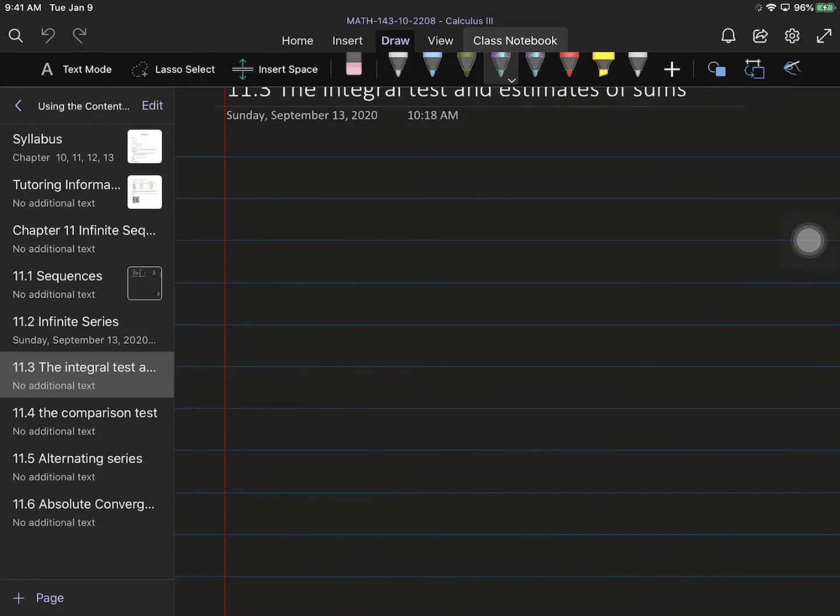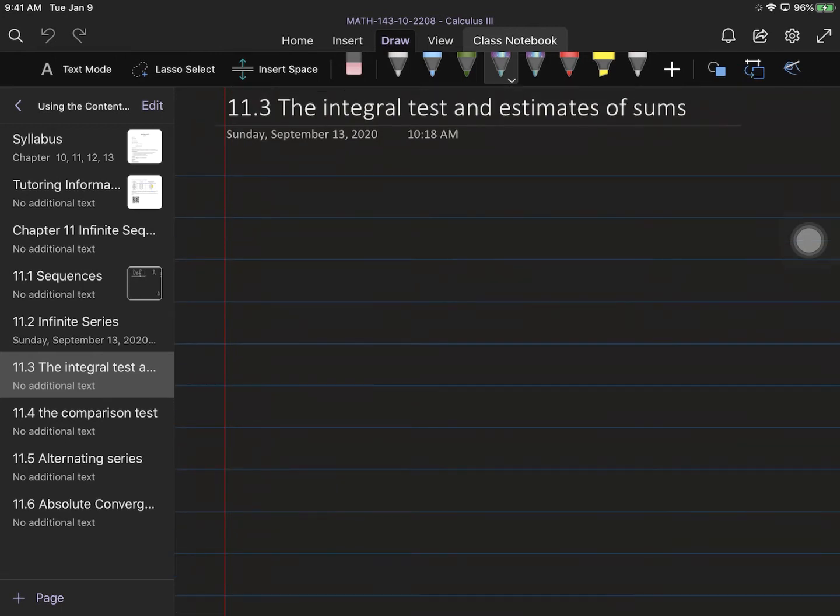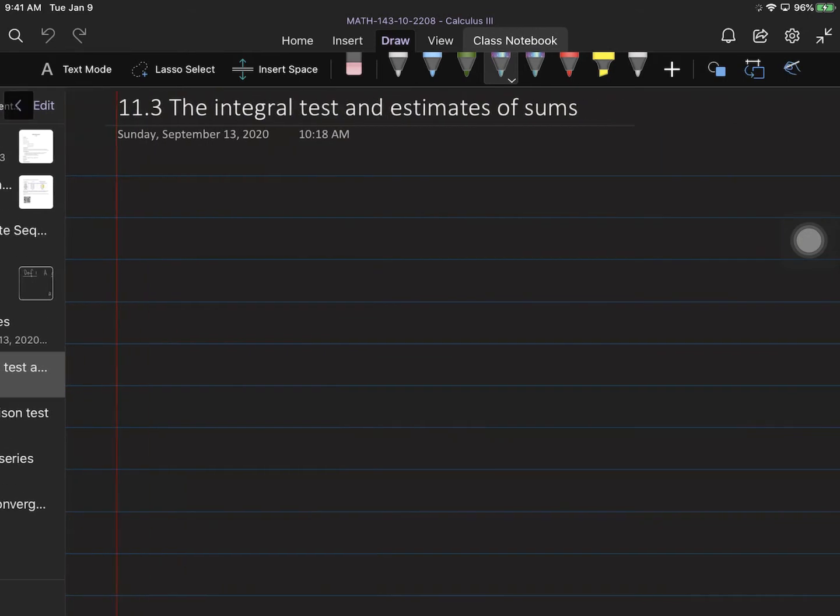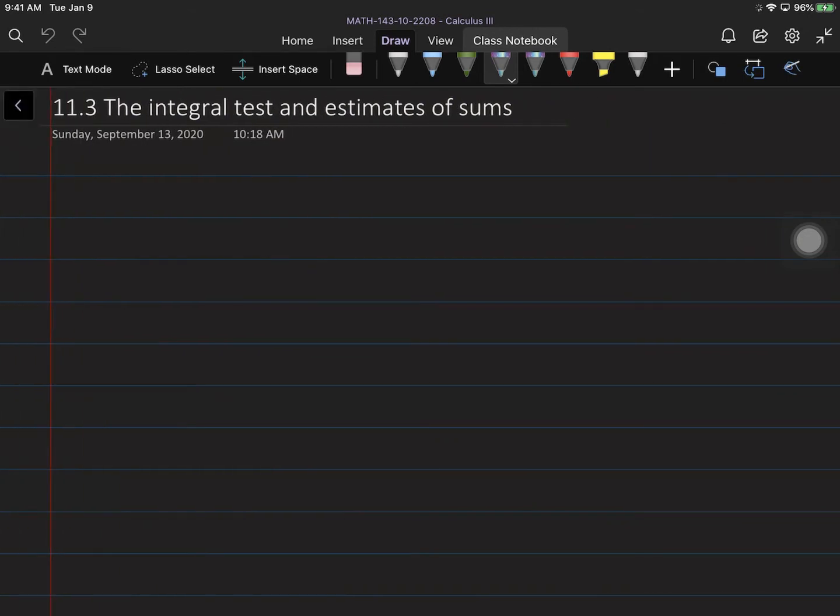Hello everyone. In this section we are going to learn the integral test, section 11.3. Let's take a look. Before we do the integral test, I'm going to show you a theorem. The theorem says if the series converges, then the partial sums have to be bounded from above. Let's take a look. Theorem 1.